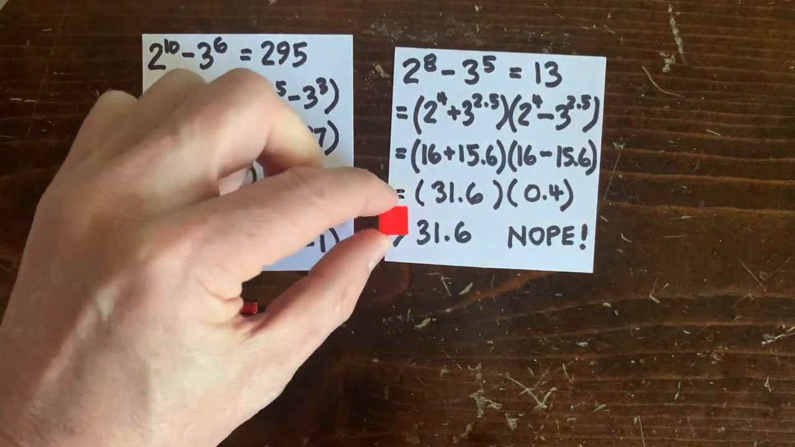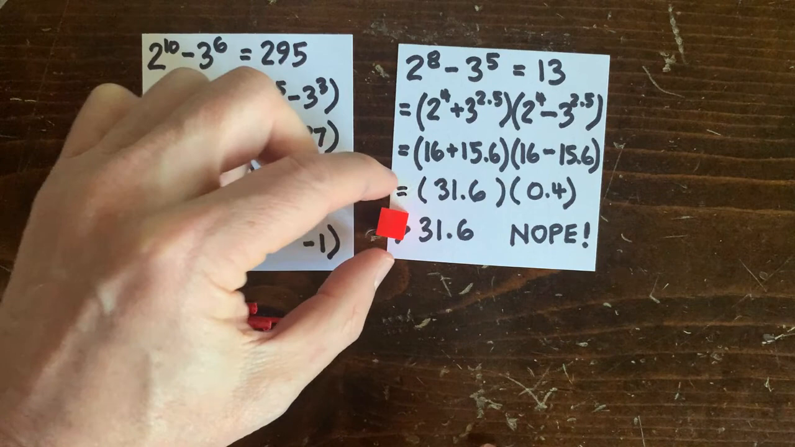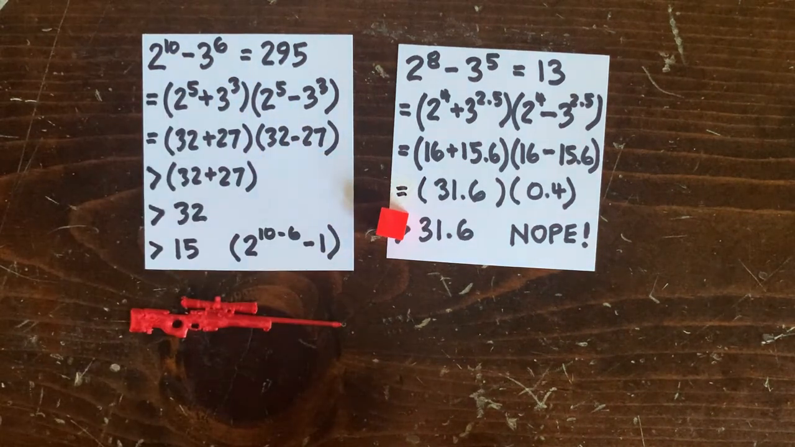And that's because we have fractional exponents, so these terms aren't integers anymore. 3 to the 2.5 gets so close to 2 to the 4th that the difference term is less than 1. Anyway, this proof won't go through.